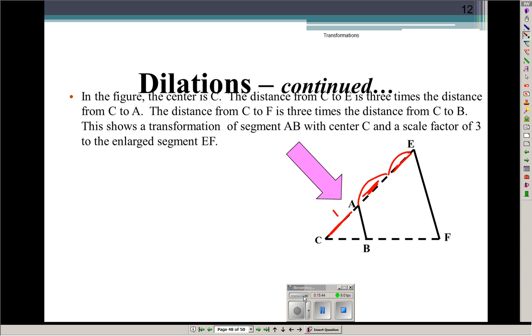The same thing works with B and F. From C to B, that counts as 1. Go the same distance again, and the same distance again. And F is 3 times the distance away from B. That means the scale factor is 3, since the distance to the new segment is 3 times the distance away from the old segment. Also, that means that the length of segment EF is 3 times as long as the length of segment AB. The distance is 3 times away, and the length is 3 times.